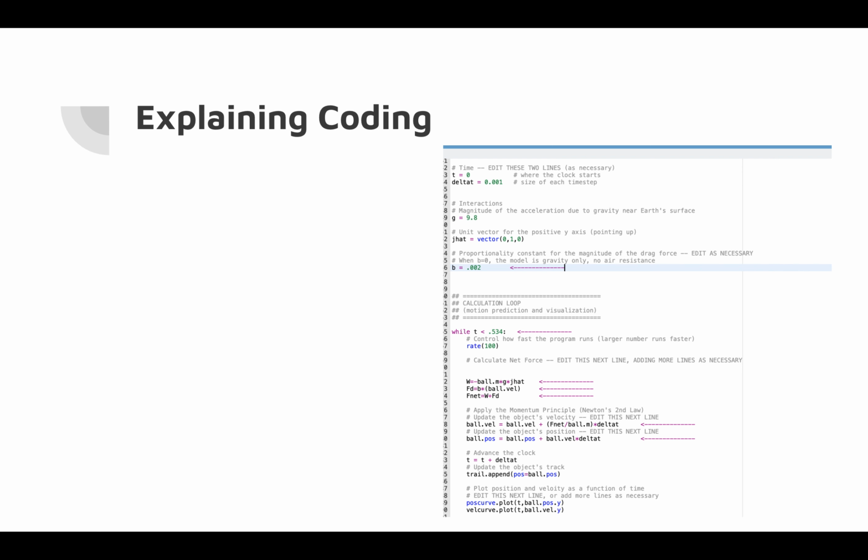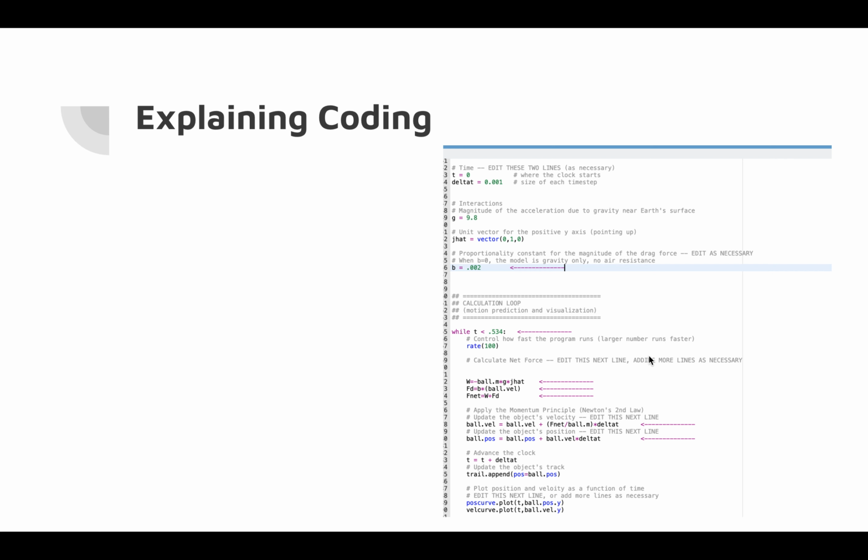In terms of the coding, here I estimated the proportionality constant for the magnitude of the drag force. This took a couple of attempts, and then at some point I was able to align the experimental data and the model I created on GlowScript, and I was able to estimate the proportionality constant. The next is the time aspect, which is that it took 0.534 seconds for the ball to drop and hit the ground.